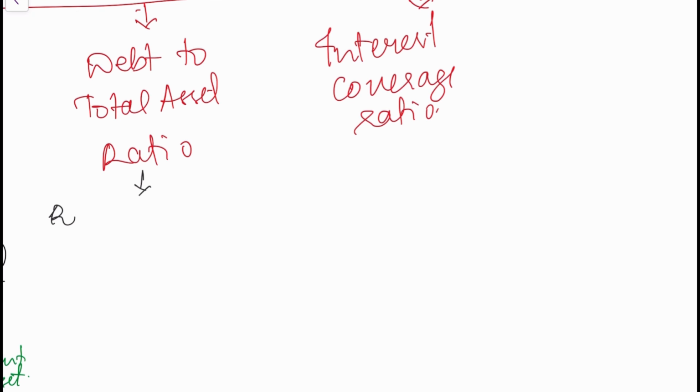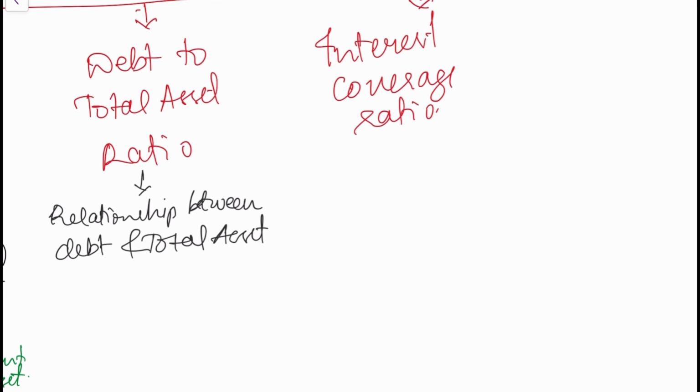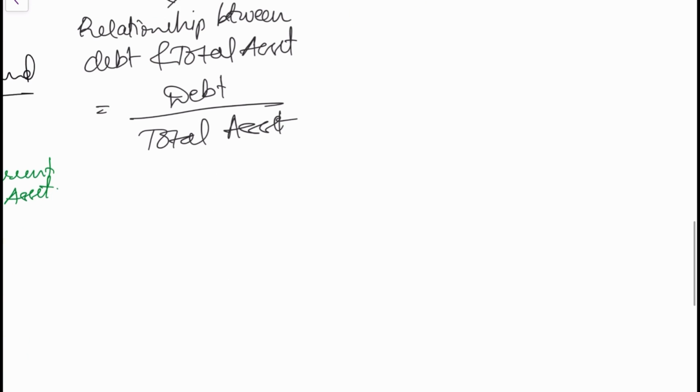Okay. So next is debt to total asset ratio. It shows a relationship between the debt and total asset. Therefore, the formula is debt divided by total asset. Okay, so we know what is included in debt, that is long-term borrowings and long-term provision, and total asset includes the non-current assets and current asset.